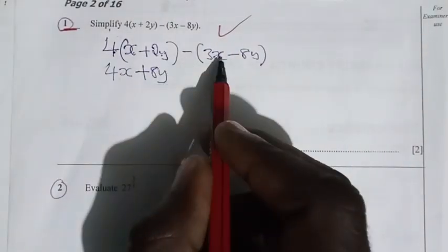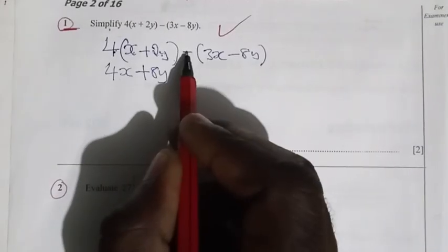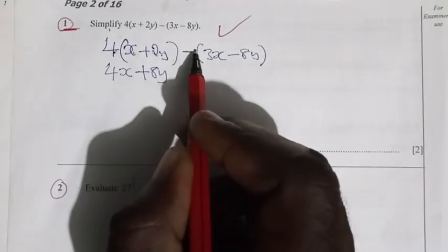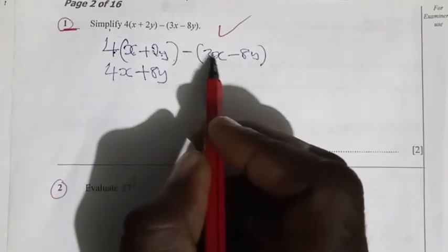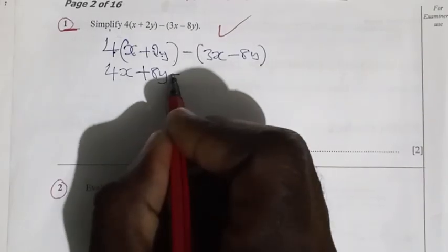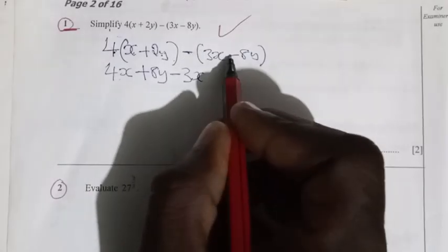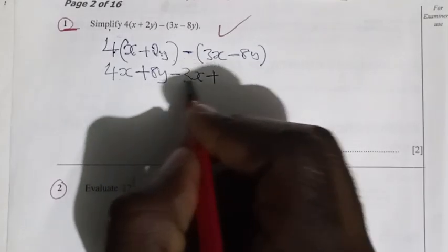You are done with this one, you go to this one. Once you do like this, the brackets will disappear. You come this side, remember there's a negative here. Once there's a negative here, just know that there's a 1 behind it. So this is negative 1 times 3x. Negative 1 times 3 is negative 3x. Negative times negative, remember the sign will change to positive.